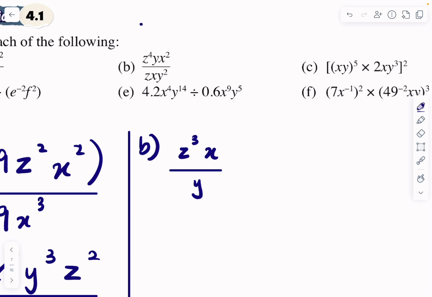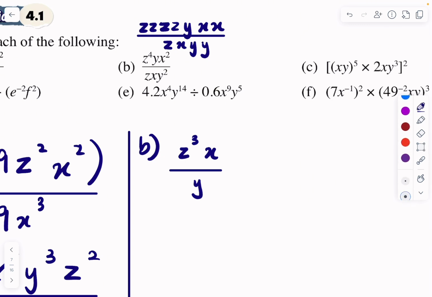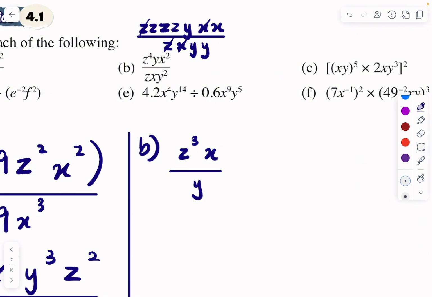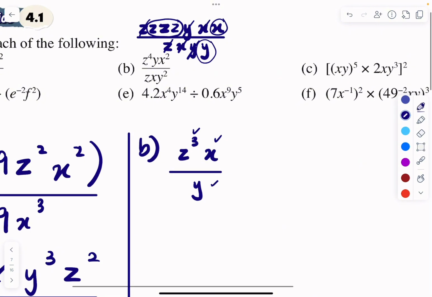If you're unsure, let me just show it to you like this. Z power 4 means we have 4 z's. Then we have 1 y, then we have 2 x's. Then the denominator we have 1 z, x, and 2 y's. So we can cut 1 z with 1 z, 1 x with 1 x, 1 y with 1 y. So we are left with 3 z's, which is z cube, 1 x, which is just x, and 1 y. You can think of it that way if you're unsure.